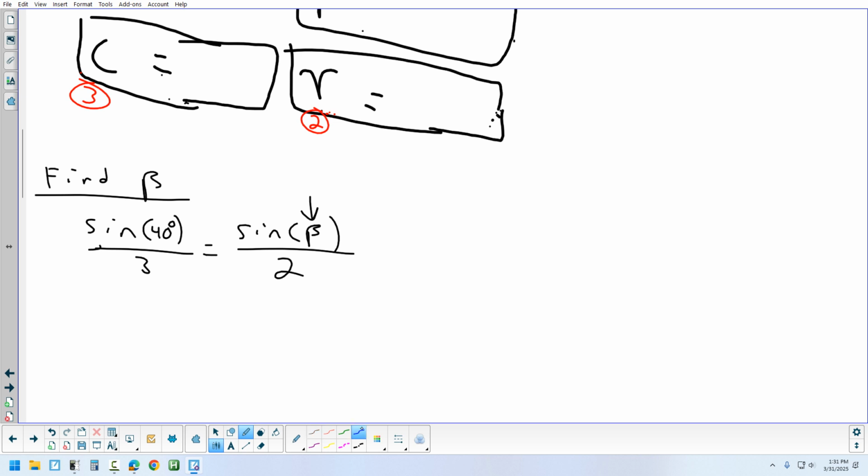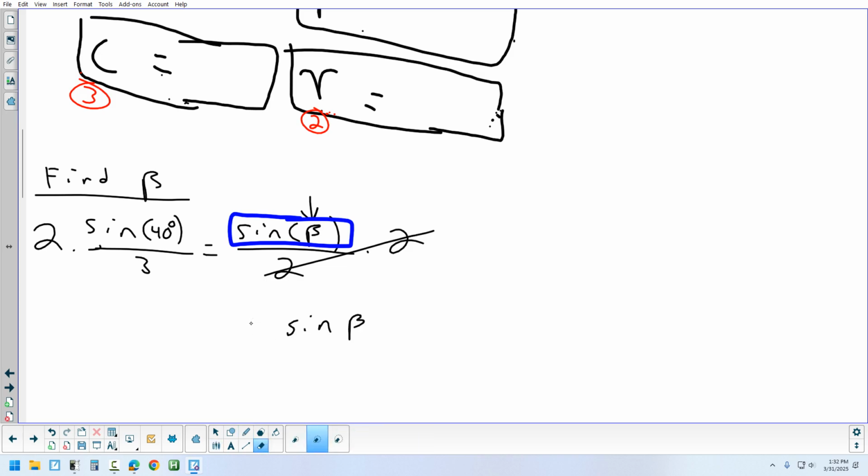Our goal right now is to get this alone. The only reason what's in that blue box isn't alone is that divide by 2. Can't you multiply both sides by 2? So all we have to do is multiply both sides by 2. And that's going to take care of getting the blue box alone. Don't need to cross multiply. You can, but it's going to be an extra step. So we have sine beta on the right, and we have 2 sine 40 over 3. Okay, leave it just like that. Don't do this out.